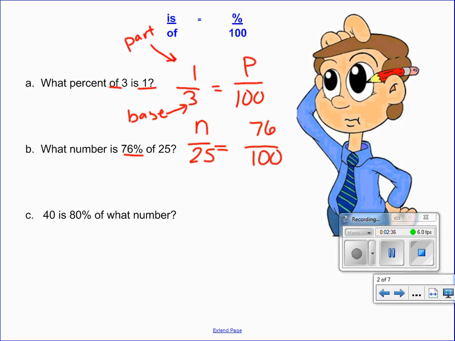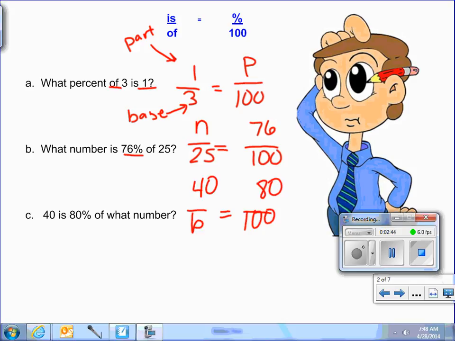In our last example, 40 is 80% of what number? We set these up as percent proportions. 80 goes over 100 in that part of the proportion. 40 is a part, so it's going to go over B for base. So here we set up our percent proportions.